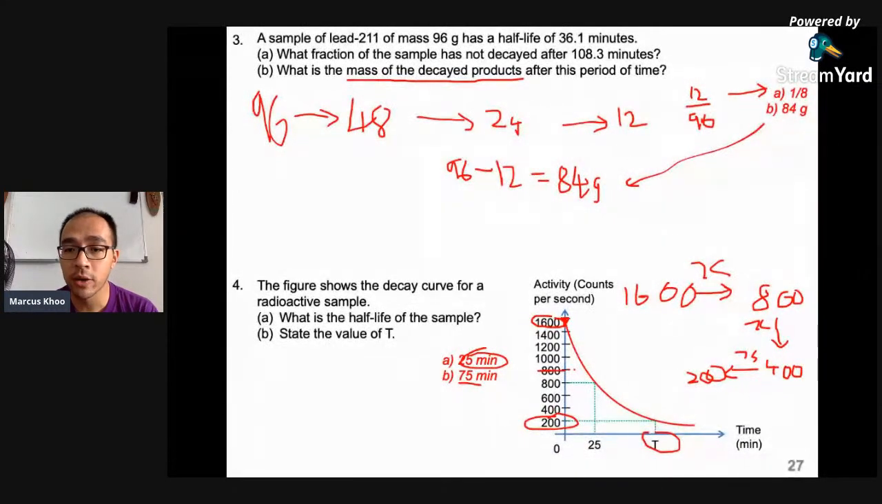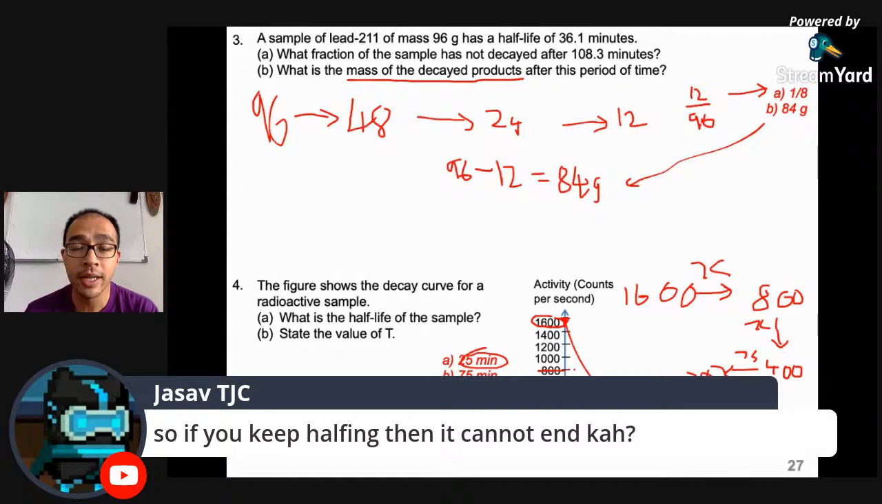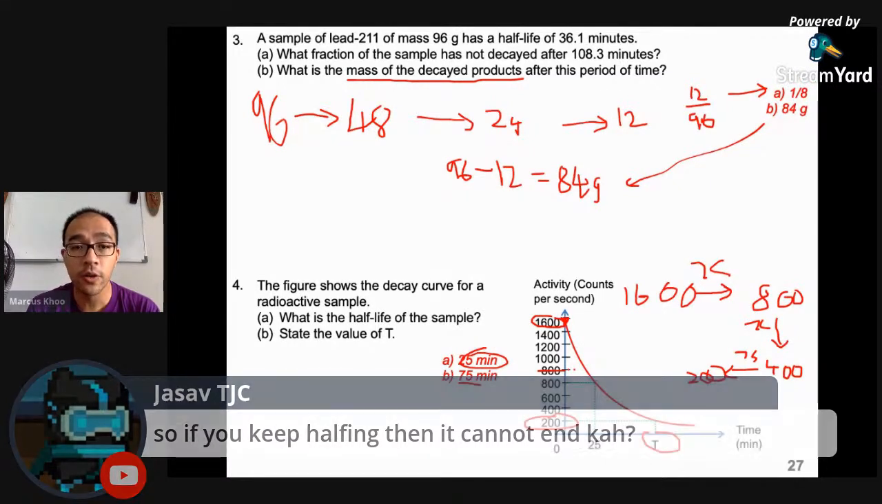I'm just going to see if we have any questions. We have one very active person in our broadcast. Tong is saying Half-Life new game came out. Sorry, I didn't know. If you keep halving it, then you cannot end. That's true. That's why the curve will never totally be zero. It'll be 0.00, but it will still be there. It's an infinite series, correct? There's no zero. Thank you for the question.